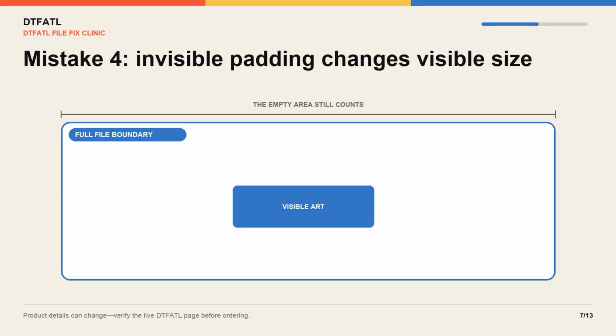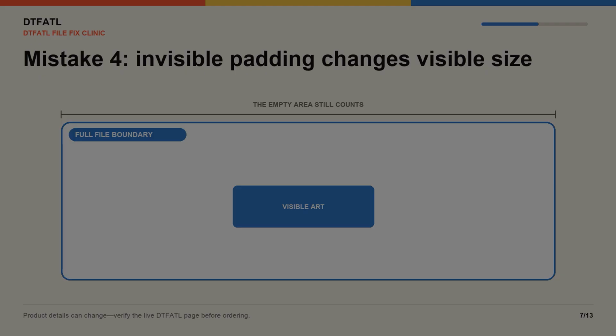Transparent padding is invisible, but it still occupies canvas space. Imagine a small logo centered inside a large transparent box. If the full file is set to 4 inches wide, the visible logo may print much smaller than expected. Crop unnecessary transparent edges, then verify the dimensions of the visible artwork. Keep only the clear space that is intentional for the design or layout.